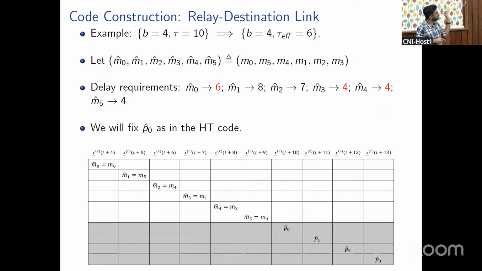But similarly, you can see M3 hat and M4 hat, and similarly M5 hat. M5 hat is also okay. If you look at M3 hat and M4 hat, you can see that the delay constraint became more stringent now. It's only 4.